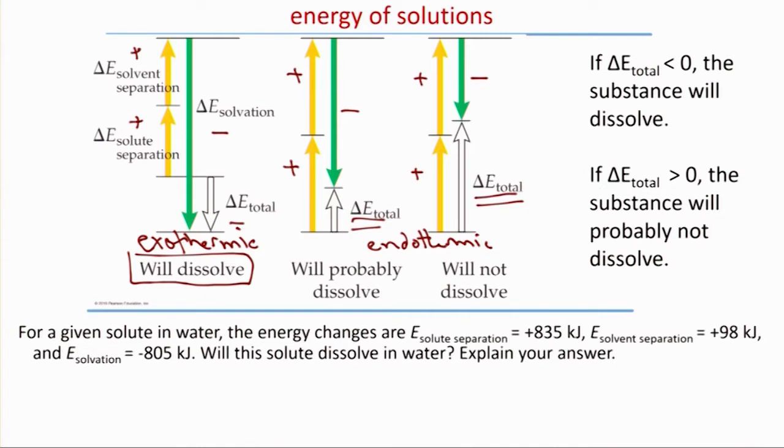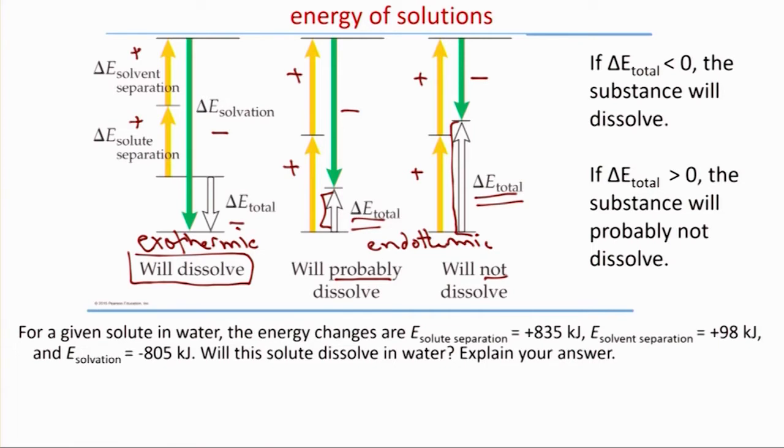All right, and you'll notice that we said one will probably dissolve and one will not dissolve. Does anyone think of what the difference is? They both have a change in energy being positive. Now, one is not as big, right? This one's much smaller than this one. And there's another process involved as well, and that has to do with entropy. So we're going to look at that the next slide.